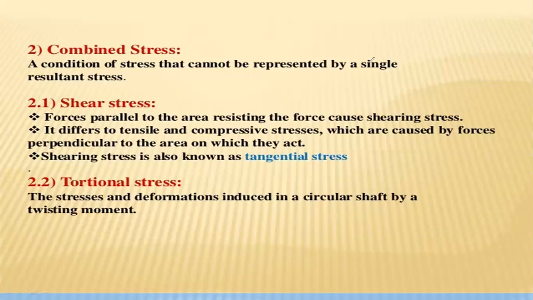That deformation is called a torsional movement of the object. So the stresses and deformation induced in the circular shaft, that is twisting movement. So those are combined stresses.